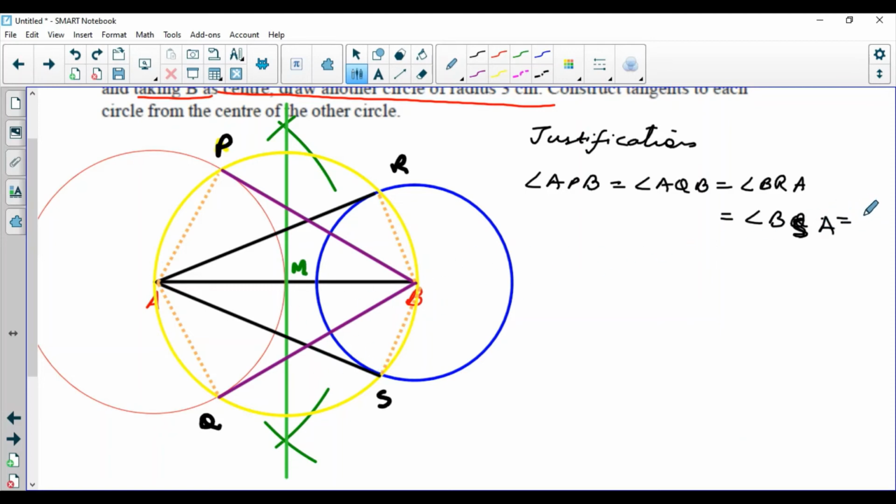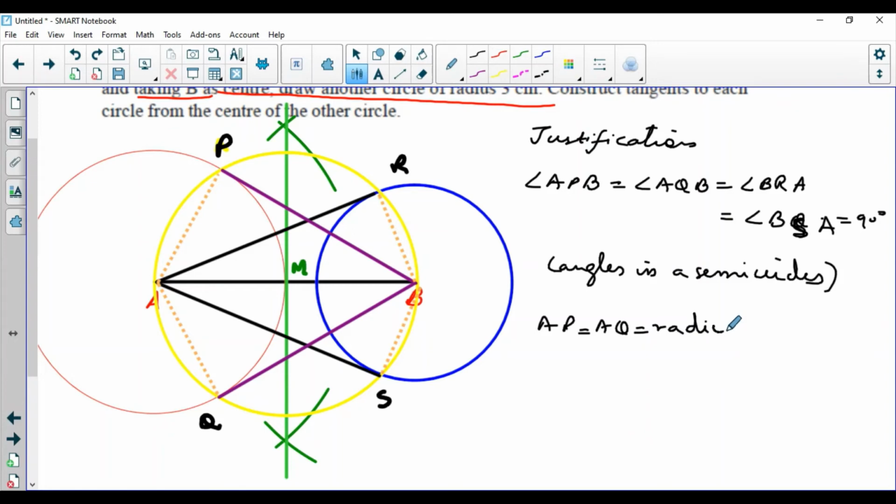Okay, they are 90 because angles in a semicircle. Okay, and AP, AQ are radius of the red circle, where BR and BS are the radius of the blue circle. Okay, these are the radius 4 centimeter, these are 3 centimeter radius.